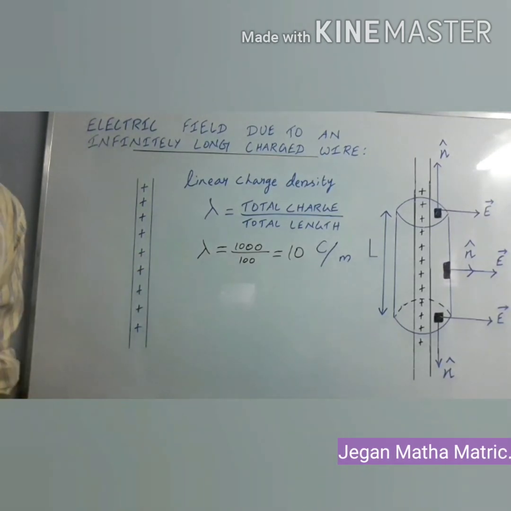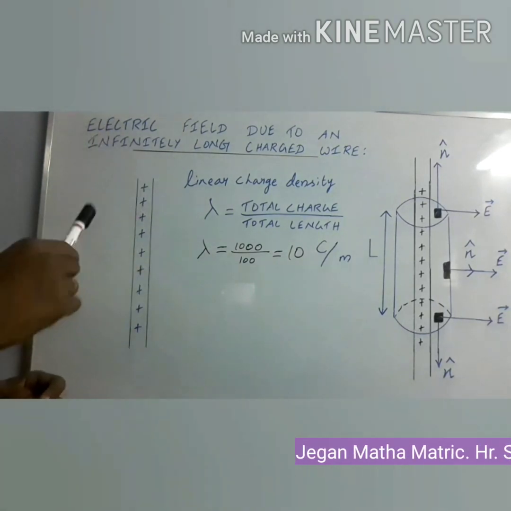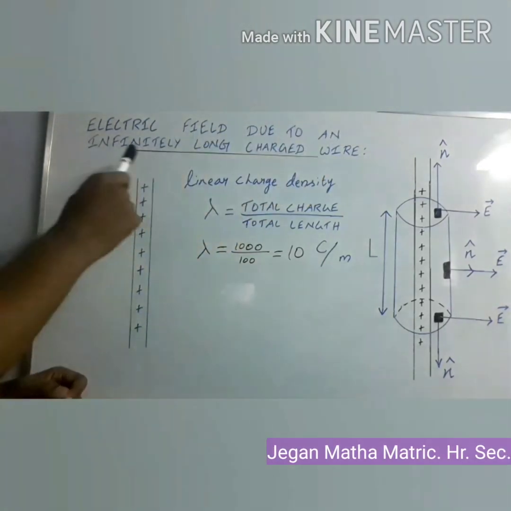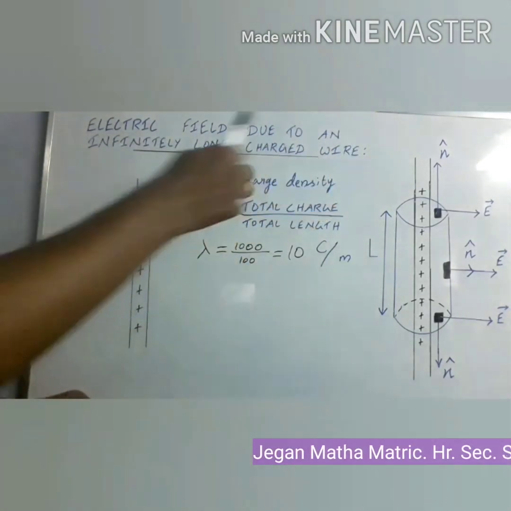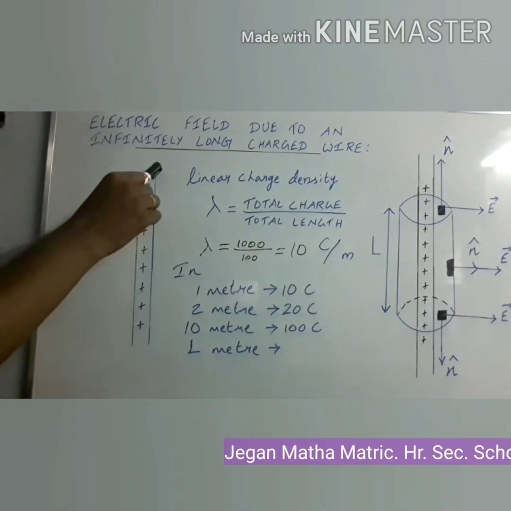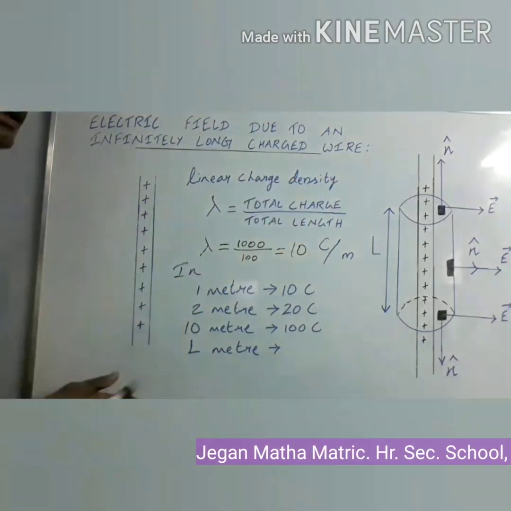Hi everyone. Today we are going to discuss the applications of Gauss law. There are three applications, they are given in our book. First application, we can use the Gauss law to find the electric field due to an infinitely long charged wire. Let us consider a very long and positively charged wire with the linear charge density, that is lambda.